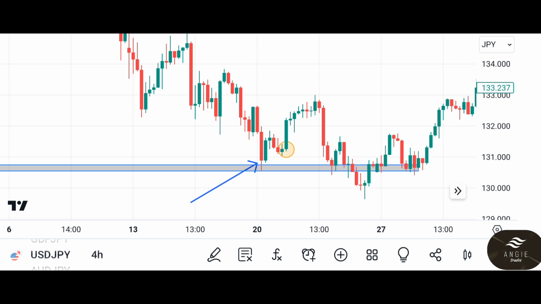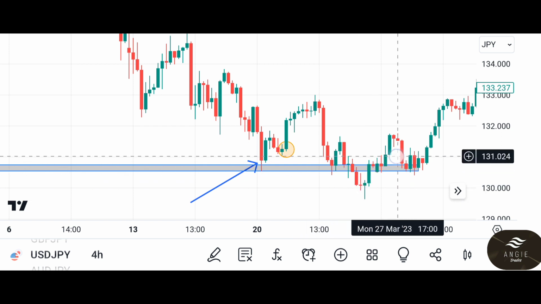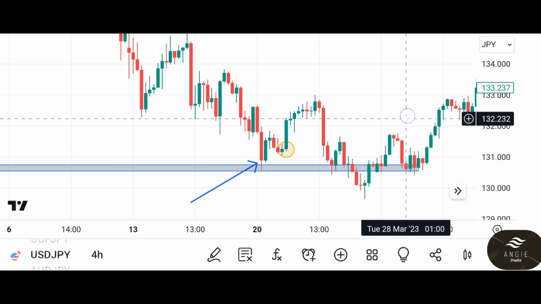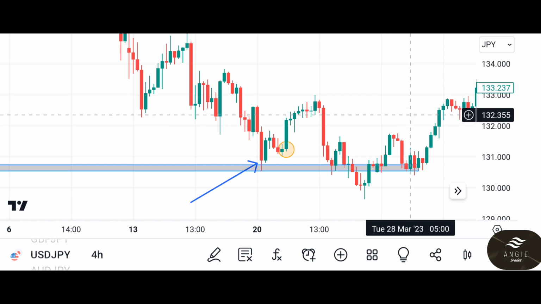So once you get to see that there's a bullish close after that retracement to almost the same support level, you take your trade, you put your stop loss below that bullish retracement, and then you take profit at the next resistance level, and then you are done for the day.